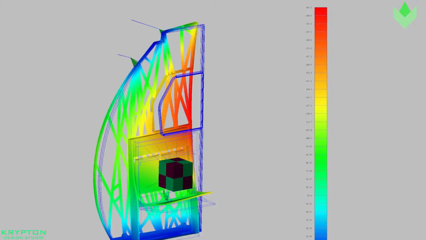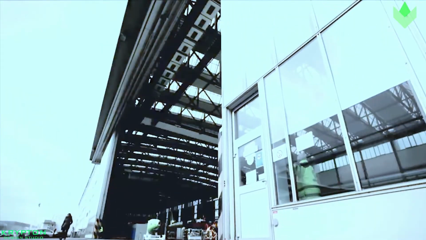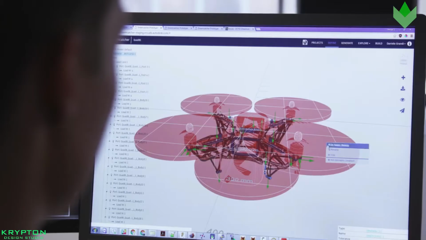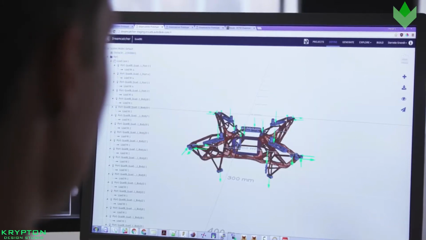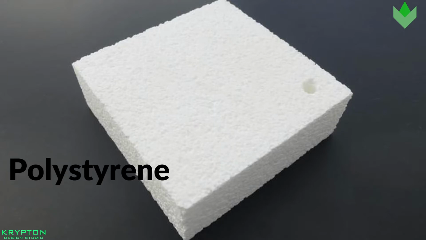Materials are chosen based on the strength and function required for the final part. But also each material has different parameters for molding that must be considered. Common polymers like nylon, polyethylene, and polystyrene are thermoplastic.